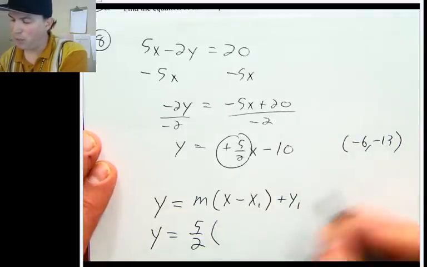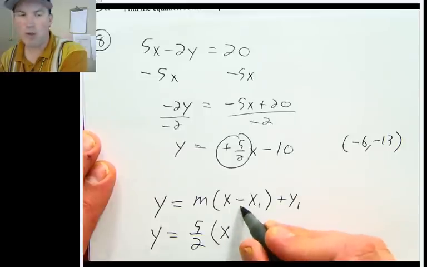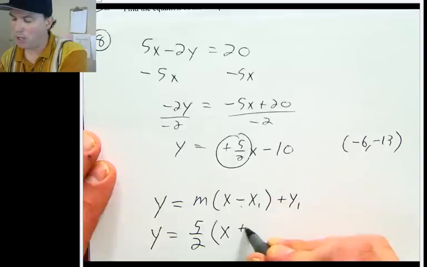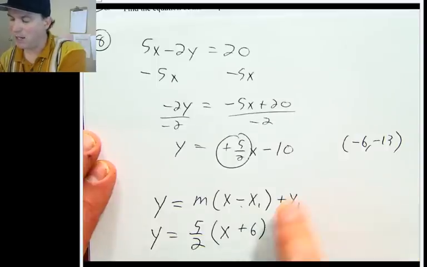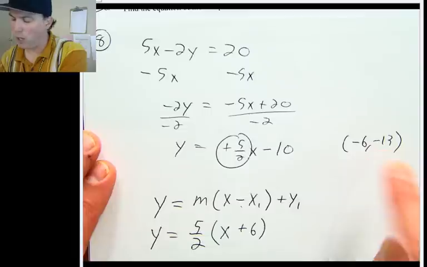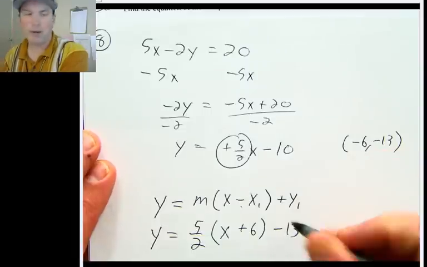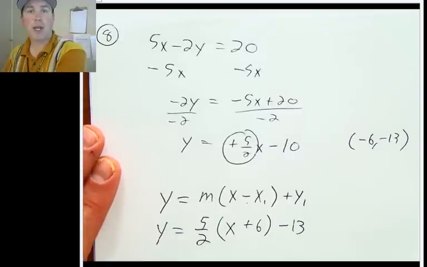So then I simply put that point into this equation, minus x1, that becomes plus 6, and then the plus y1, so I'd put this minus 13. And that's number 8.